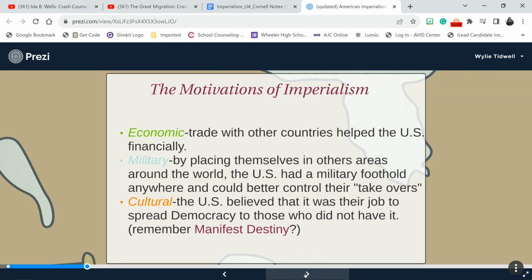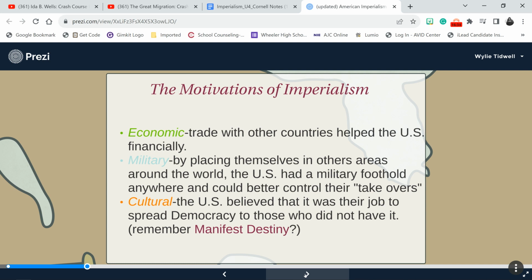All right, some more definitions. First we have economic, military, and cultural. These are all motives for imperialism. As far as economic, we need to trade with other countries so we can make money. There were three reasons for imperialism. The first one was economic. Y'all should be writing this down. The first one is that we need to trade with other countries because we need that money.